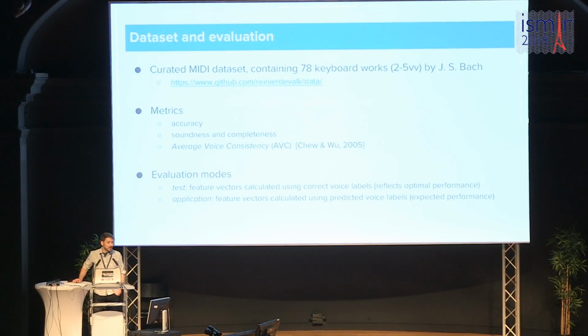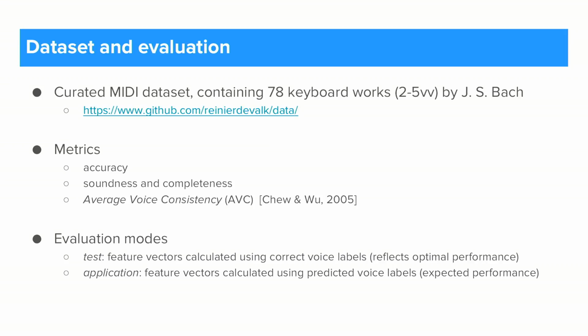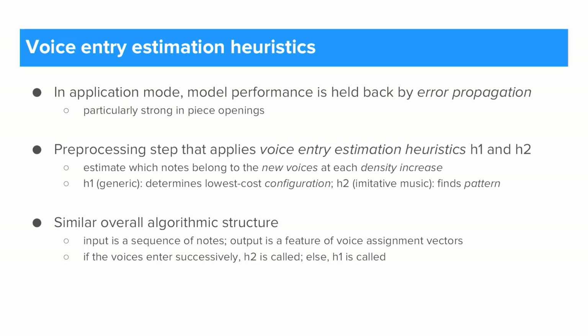We evaluate the model on our curated MIDI data set that contains 78 keyboard works by Bach, Fugues and Inventions. And this data set is made publicly available at the link. We use 4 metrics for evaluation, and we use 2 different modes. The first one is test mode, where we calculate the feature vectors using the correct voice labels, and application mode, where we calculate them using the model-generated voice labels. So this would be the real-world situation where you apply the model to unseen data.